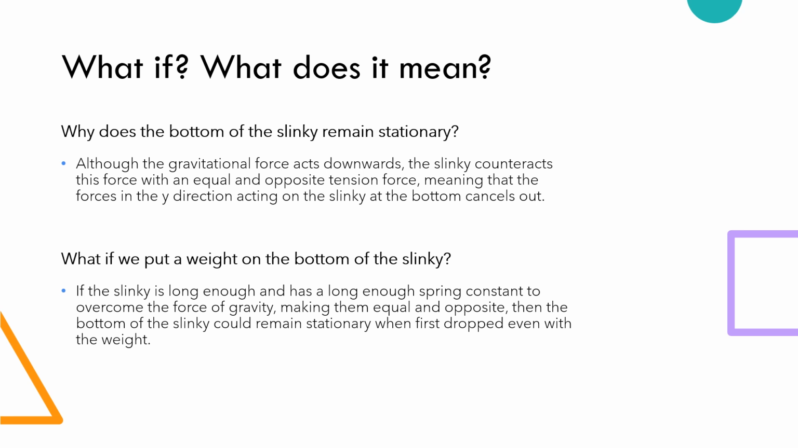What if we put a weight on the bottom of the slinky? If the slinky is long enough and has a large enough spring constant to overcome the force of gravity, making them equal and opposite, then the bottom of the slinky could remain stationary when first dropped, even with the weight.